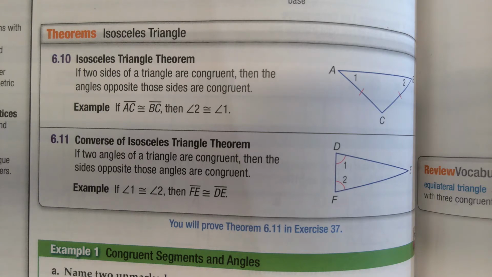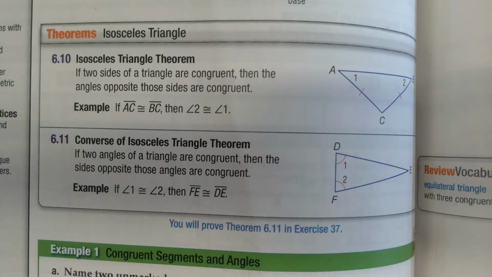In this picture here, because side AC is congruent to BC, we know that angle 1 is congruent to angle 2 because they're opposite from each other. That angle right here is opposite from this side, and this angle over there is opposite from that side. So we know that those two are congruent. Because the sides are congruent, the angles are also congruent.